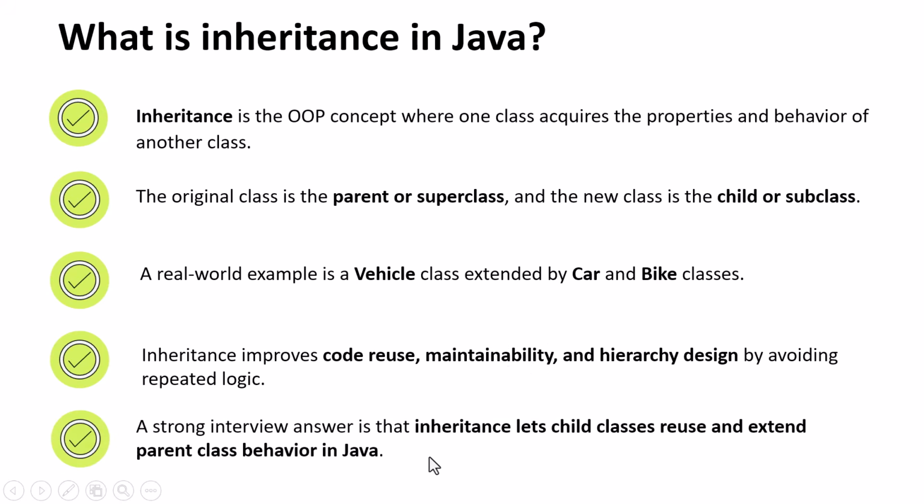Another important interview point is that Java supports single inheritance with classes and achieves multiple type behavior using interfaces. This keeps inheritance simpler and avoids some of the ambiguity problems that can happen in multiple class inheritance. So the best interview answer is this. Inheritance in Java is the mechanism through which a child class reuses and extends the fields and methods of a parent class, which improves code reuse, maintainability, and hierarchical design.